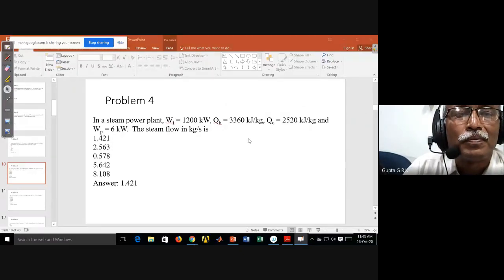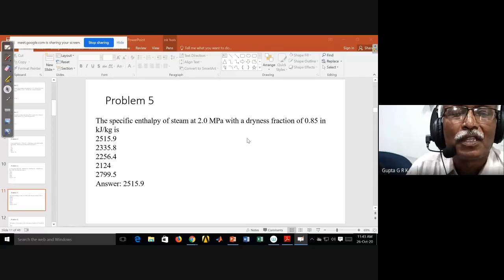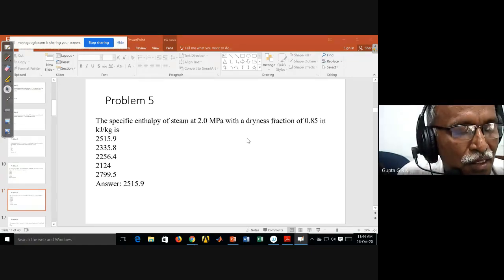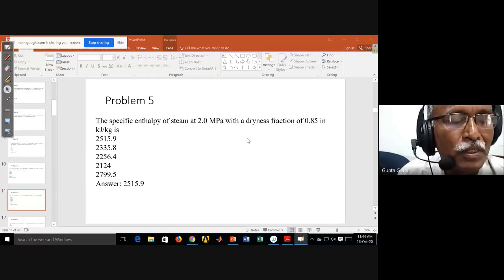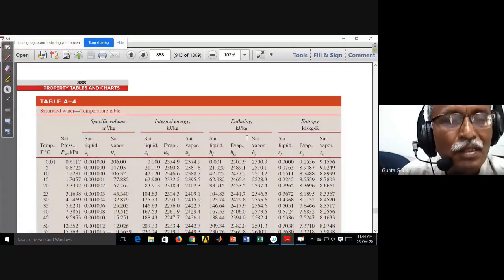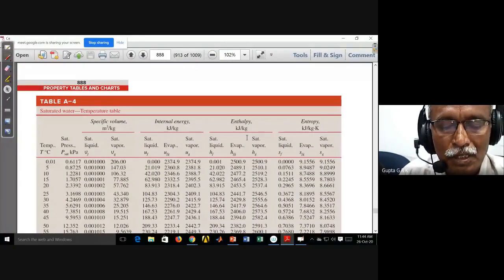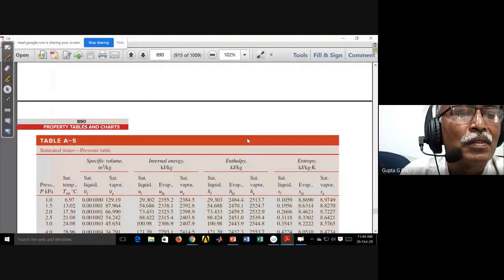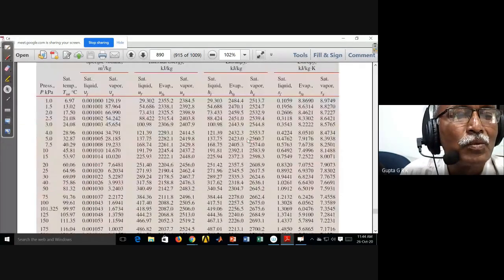Next, coming to problem 5. The specific enthalpy of steam at 2 megapascal with a dryness fraction 0.8. These are straightforward problems. Only thing is you have to go to the saturated tables. Okay, it is 2 megapascals with dryness fraction. So dryness fraction is given means it is in saturated tables. So you have to see 2 megapascals. So if you go to the tables, this is the temperature table, but you have to go to the pressure table. In the pressure table, you have to see 2 megapascals.